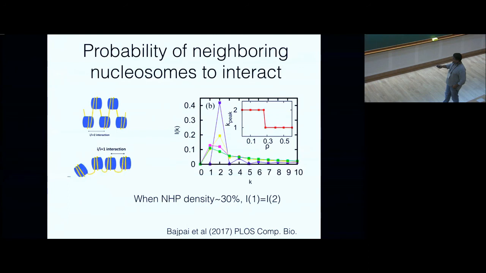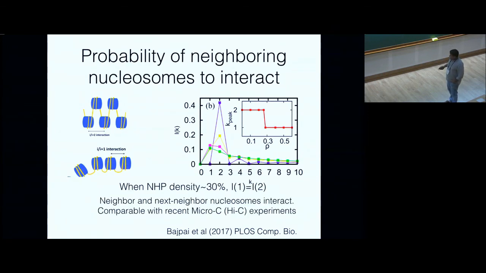And for some density, the peak at 1 and the peak at 2 will be equal. At that density, we define that zigzag would cease to appear. That density turned out to be around 30%, when I1 is equal to I2. So this is the density of non-histone proteins where I1 is equal to I2, where zigzag ceases to appear, and neighbor and next-neighbor nucleosomes interact. And this is comparable with recent micro-C experiments from one lab.